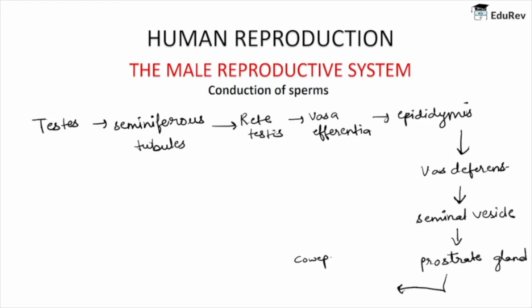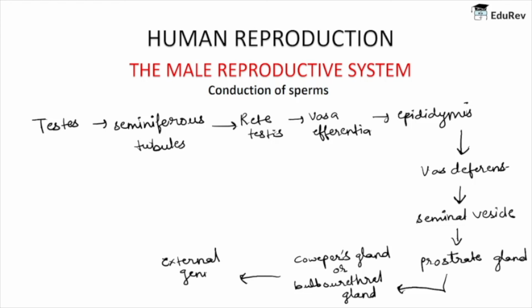or bulbourethral gland. Clear till now? From the bulbourethral gland it enters the external genitalia, which is the penis, and then the final ejaculation takes place. It gets ejaculated after here.